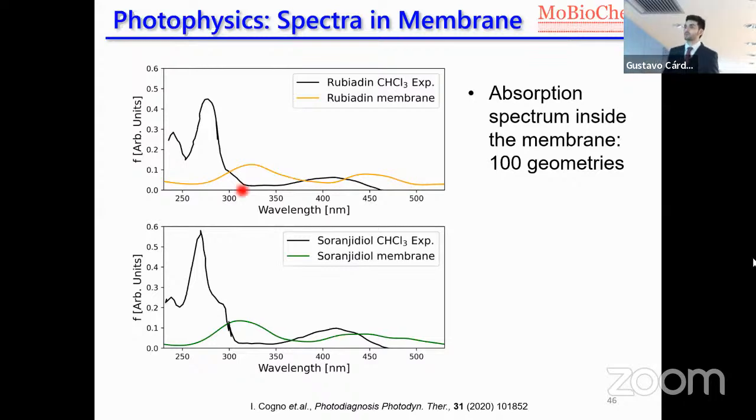I think the main problem here is we do see a problem, for example, in the very first excitation that we have, right? Why are we broadening with respect to the experiment? Now, it is true that this is the spectrum in the membrane, whereas this one is the experimental spectrum in chloroform. There might be a couple of reasons why we have, for example, again, the problem that we observed in anthracene.